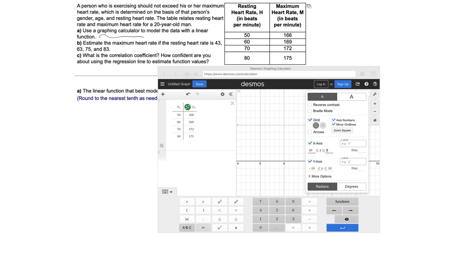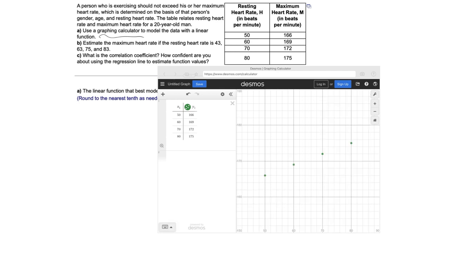And then my y values, they start at 166 and go to 175. Maybe I'll start at 150 and go to 190. There. So now you can see those 4 points.